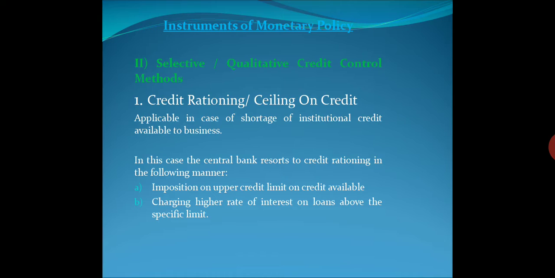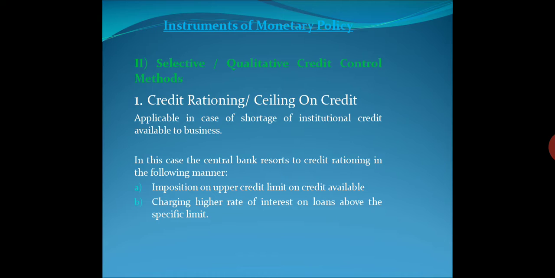First one being the imposition of an upper limit, or the upper limit is nothing but the credit ceiling, or a ceiling on credit, and it is basically a ceiling on the credit that would be available to those who will be demanding it. The second thing is charging a higher rate of interest on the loans above the specific limit.